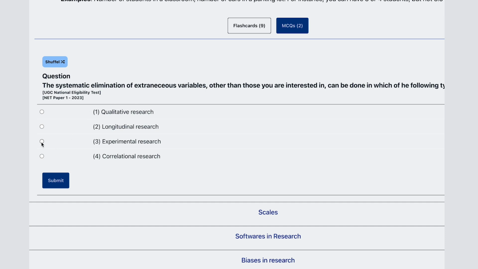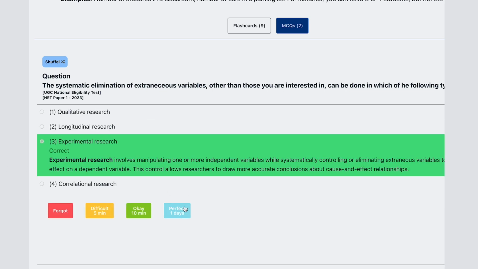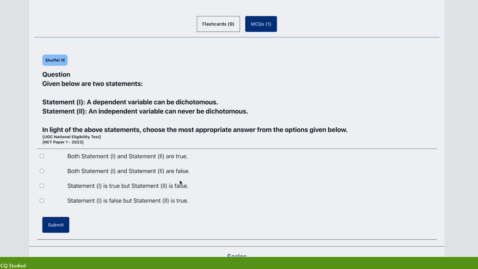It is done in experimental research because we can control the variables. Longitudinal is mostly done through secondary research. Correlational research, you still have those variables, you are not removing anything. And qualitative depends on what type of qualitative variable. So experimental. Perfect.